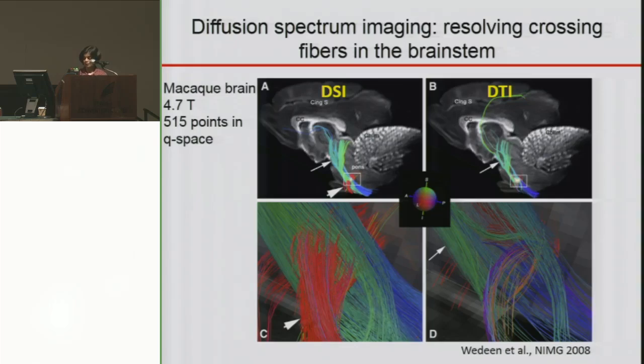And here, if you look on the left, we can see that the fibers reconstructed from DSI very nicely show these crossing fiber populations in the pons. In comparison, if you look at DTI on the right, we can see that the tensor model of diffusion is somewhat inadequate to resolve these crossing fibers in this region.